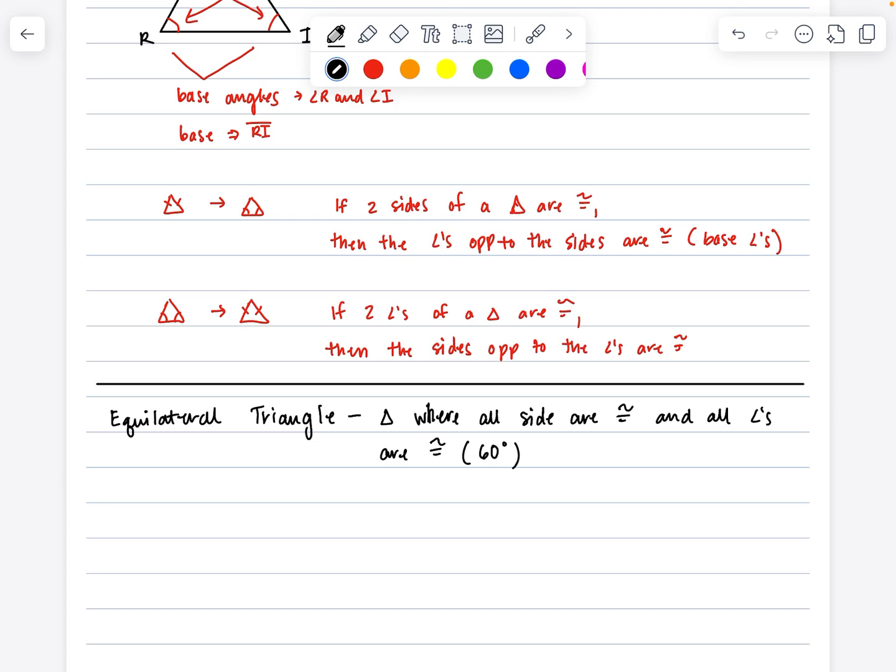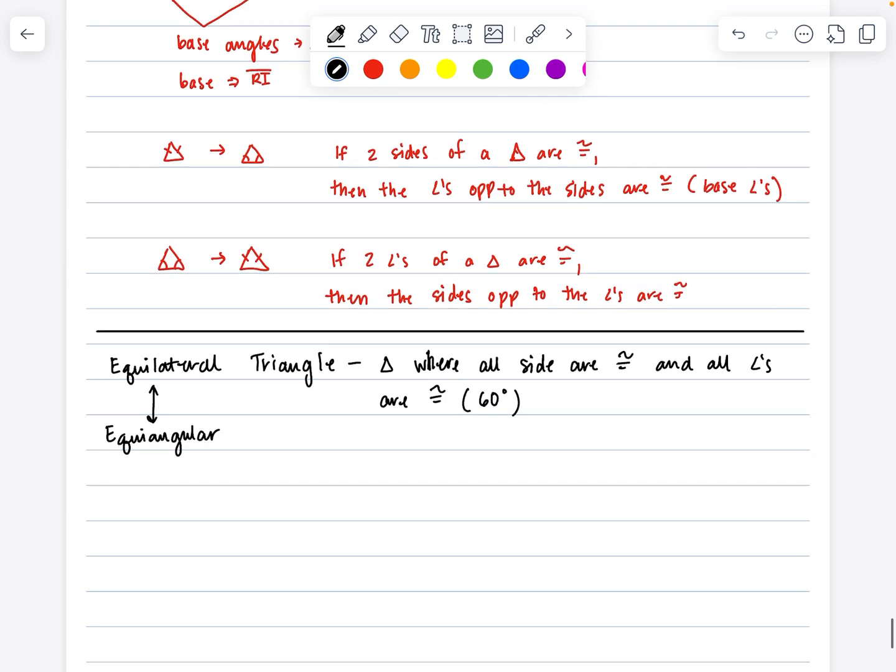All angles should be 60 degrees. So if it's equilateral, then it's equiangular. And if it's equiangular, then it is equilateral. And that is your if-then. So this goes both ways. It is biconditional. The converse is also true.